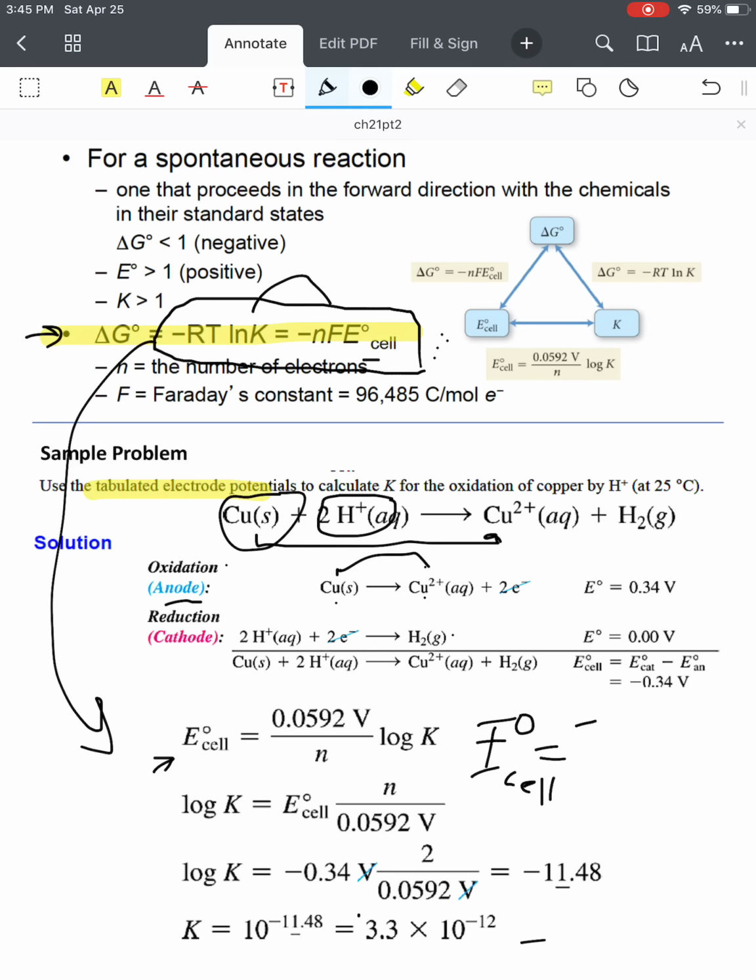Well, it looks like to me what I would need to do is do negative RT over negative NF. Okay, so negative RT over negative NF, but then I'd also need to multiply by natural log of K, because that kind of comes along for the ride there, doesn't it? Everybody see that? All right, now the negative signs would basically cancel each other out, and you'd have RT over NF.